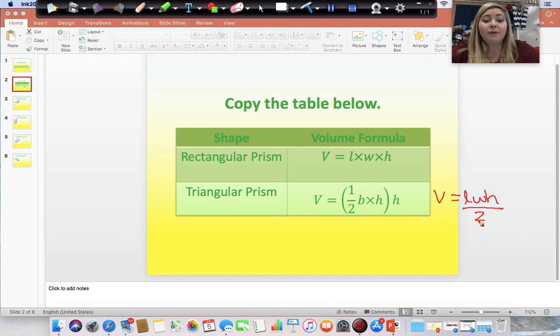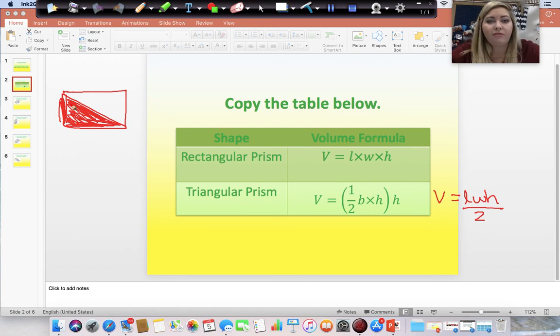Length times width times height, because if you've got a rectangle, a triangle is half of a rectangle, right? So if a triangle is a rectangle divided by 2, then a triangular prism is a rectangular prism divided by 2. So for a rectangular prism, it's length times width times height. So for a triangular prism, it's length times width times height divided by 2. And in my opinion, that's a whole lot easier than the formula that this says.